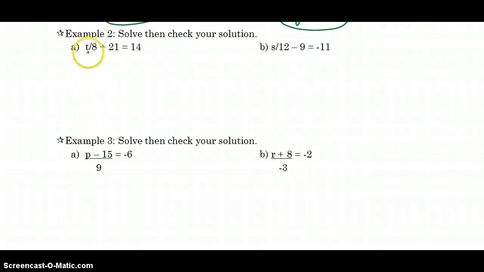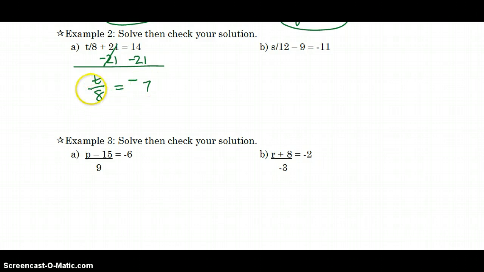Alright, here's another problem, but here t is being divided by 8 and adding 21. So we take care of that addition first, undoing the addition. So t divided by 8 equals 14, and a negative 21, opposite signs, I subtract and keep the sign of the larger. So that leaves me with negative 7. And now I have to take care of undoing division. So we multiply both sides by 8. That'll cancel because 8's understood over 1, and t equals negative 56.